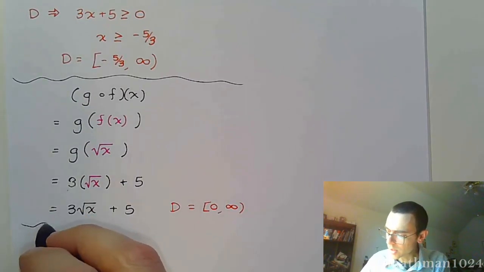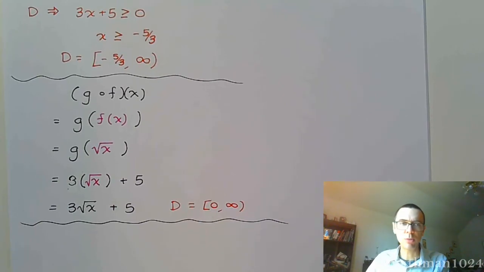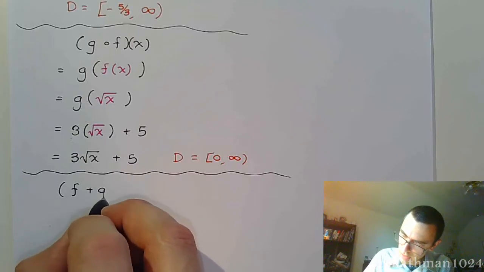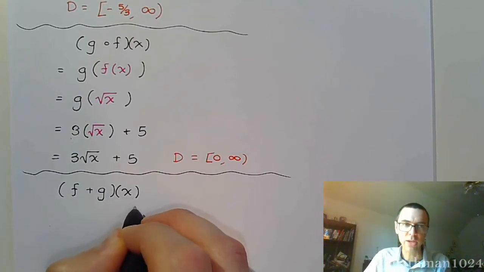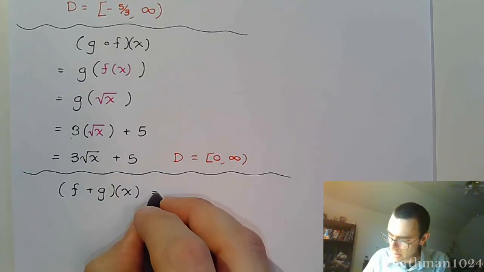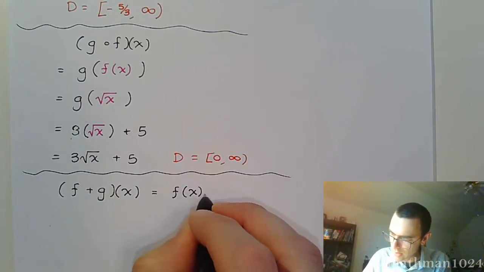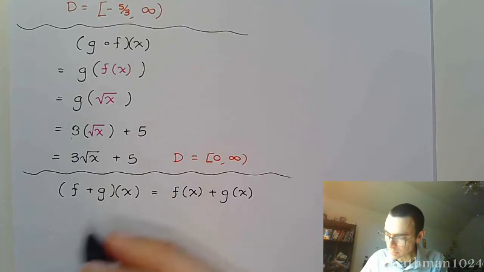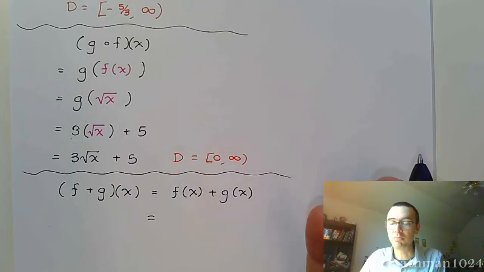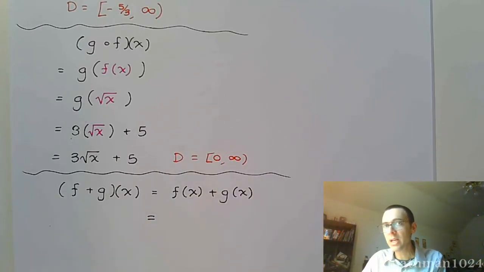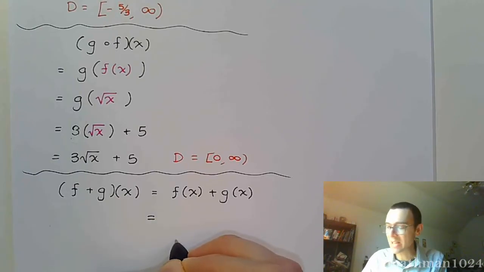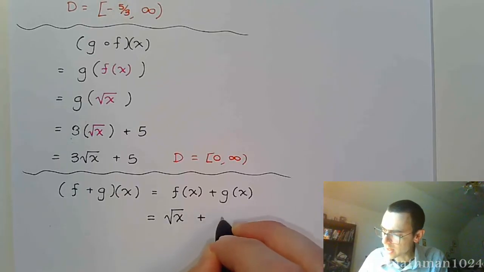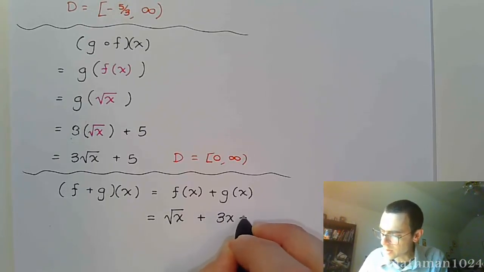Now, going back to what we were just talking about with function operations, if instead I wrote f plus g of x, and I want to look at it in its raw form, that is f of x plus g of x, and now we're just going to plug those guys in because we're not evaluating anything, we're just going to plop those functions as they are. So f of x is the square root of x, and g of x is 3x plus 5.